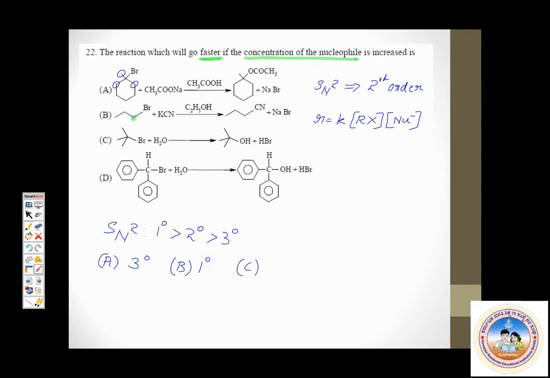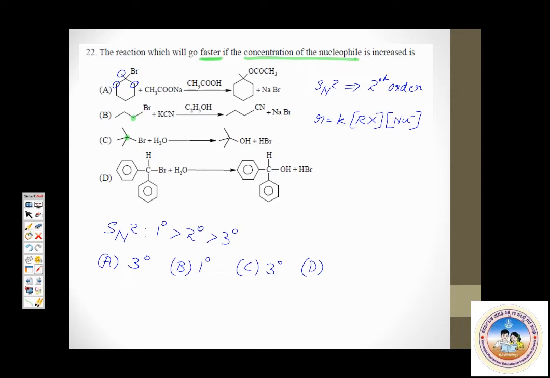Then let's look at option D. Let's see what kind of option is option D. Option D, I'll highlight the carbon. This is the carbon attached to halogen. That is in turn attached to only 1 hydrogen. So 2 hydrogens means primary, 1 hydrogen means secondary. So option D is secondary.